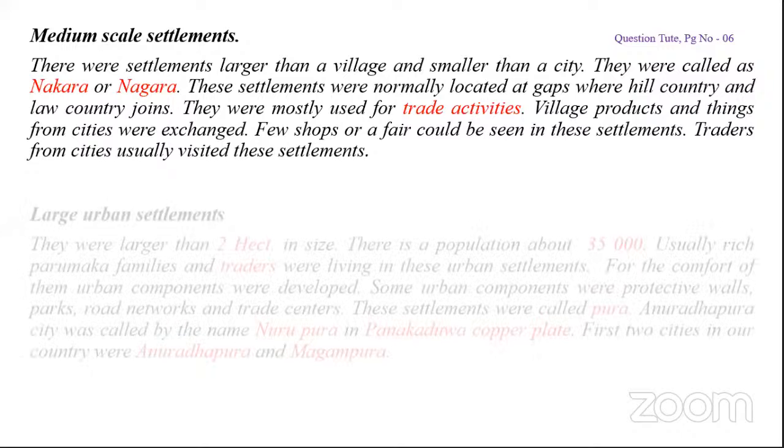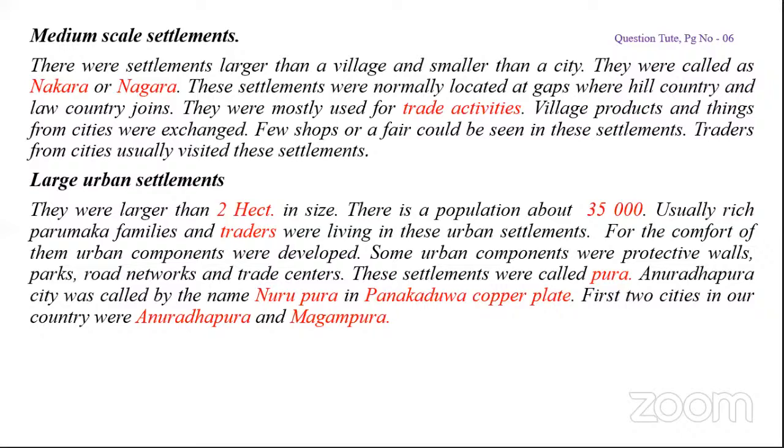Now, large urban settlements is the third type. Now we discuss the rural settlements, second one medium scale settlements, third one large urban settlements. They were larger than 2 hectares in size. There is a population of about 35,000. Usually rich farmer families and traders were living. How had they been formed?